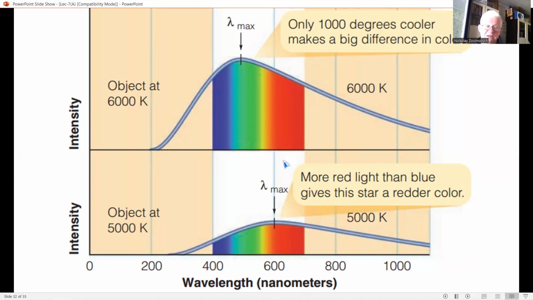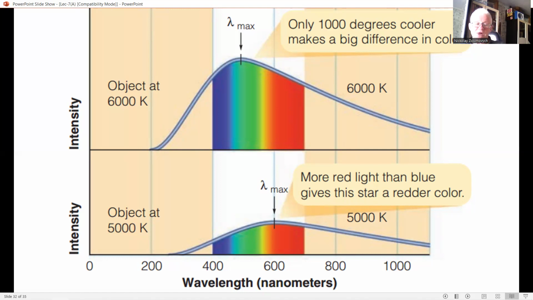And you can see that the hotter object emits more total energy, like in the upper one, than the cooler object, as you can see at the bottom, right? And look closely at the curves, and you will see that the wavelength of maximum intensity depends on temperature. The hotter the object, the shorter the wavelength of maximum intensity.